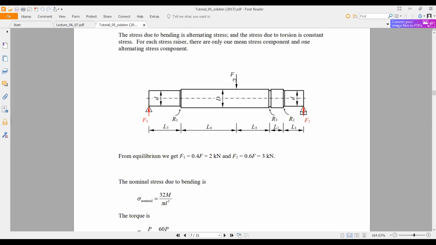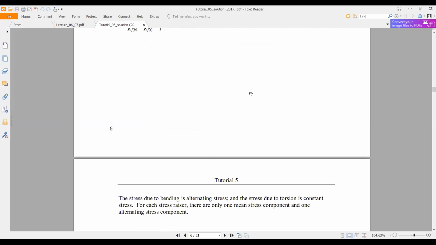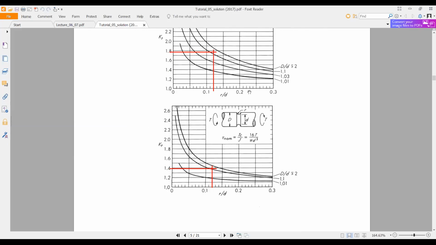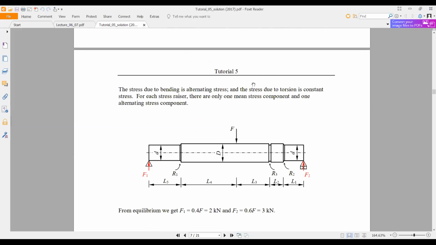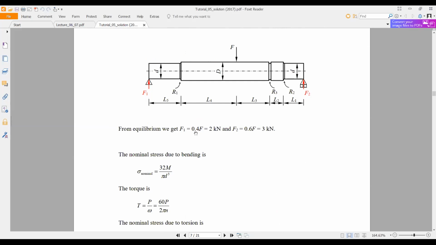Sir, if F is unknown, how can we find it? F is given. They provide it to us. If F is unknown, what you need to do is find the reaction with F like this. If you know it, you can substitute here. So you can see 0.4 F. So when it is 5, it is 2 kilonewton, like that.